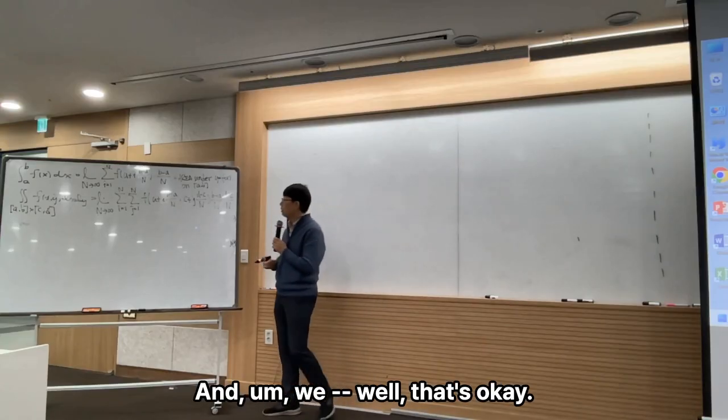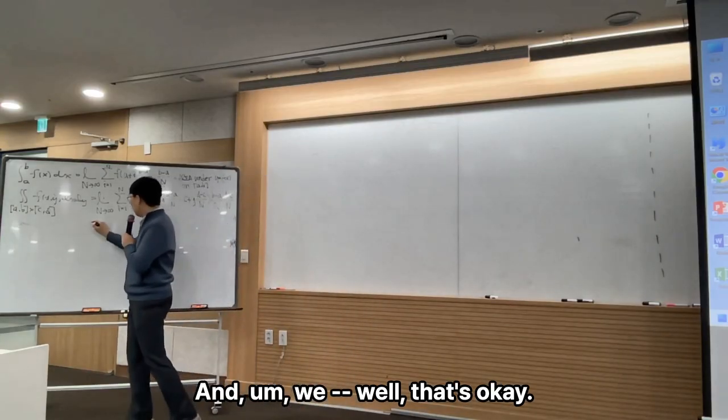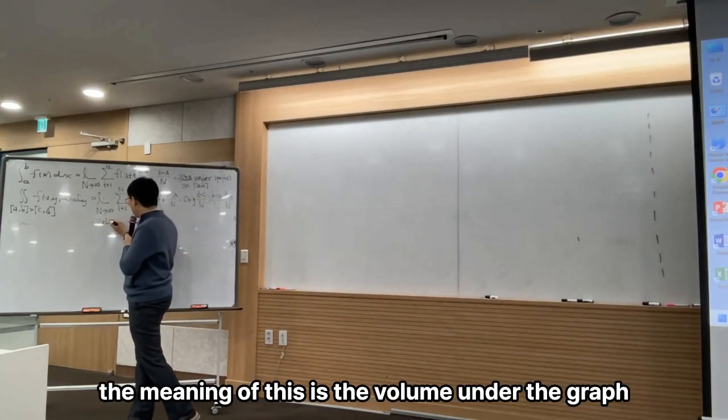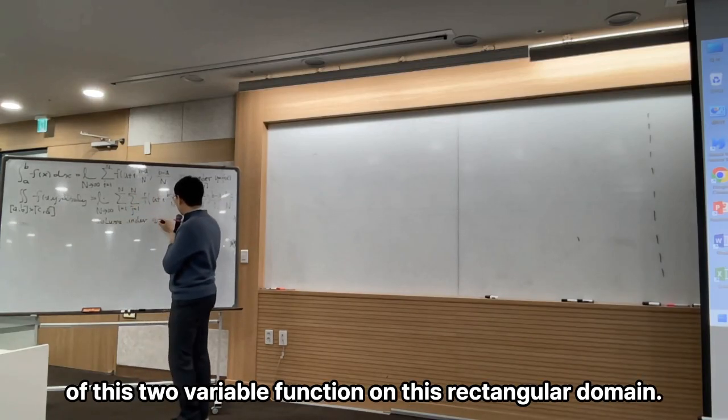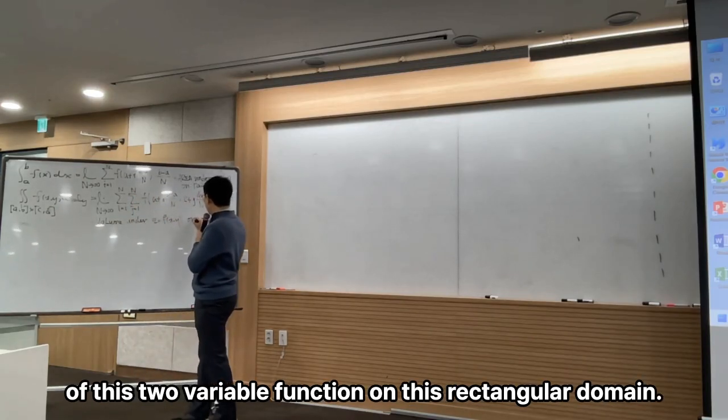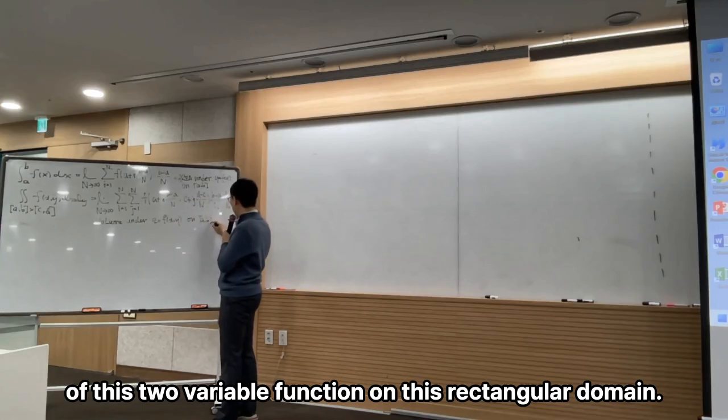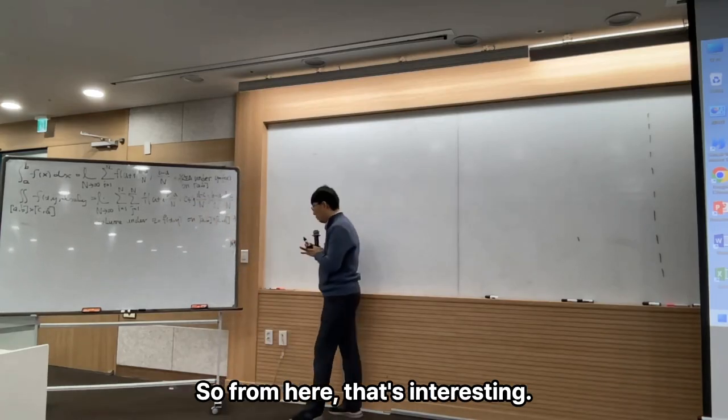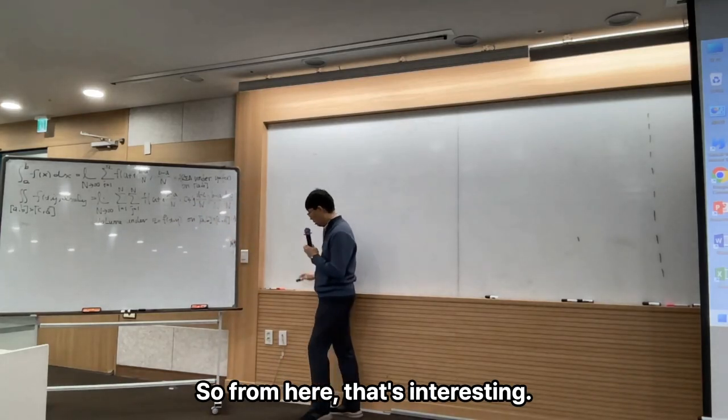The meaning of this is the volume under the graph of this two-variable function on this rectangular domain. From here, it gets interesting.